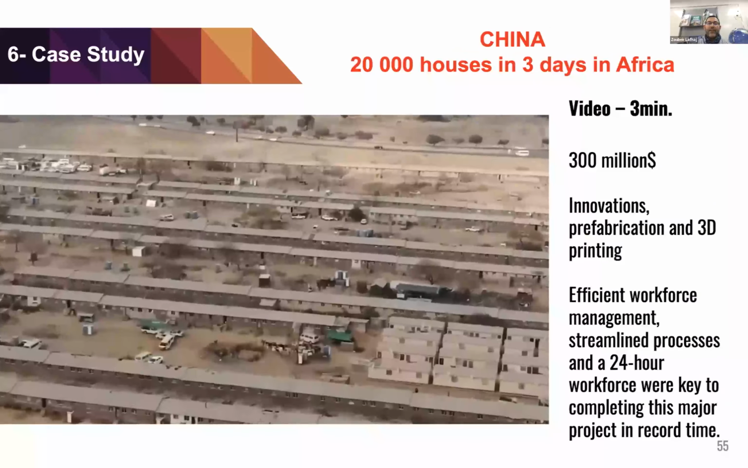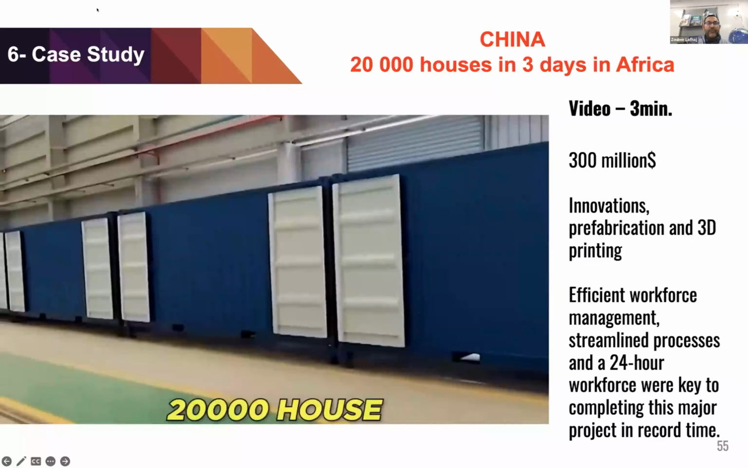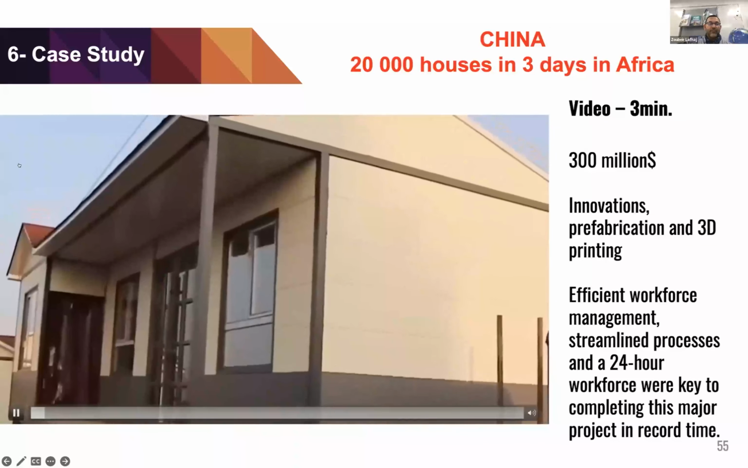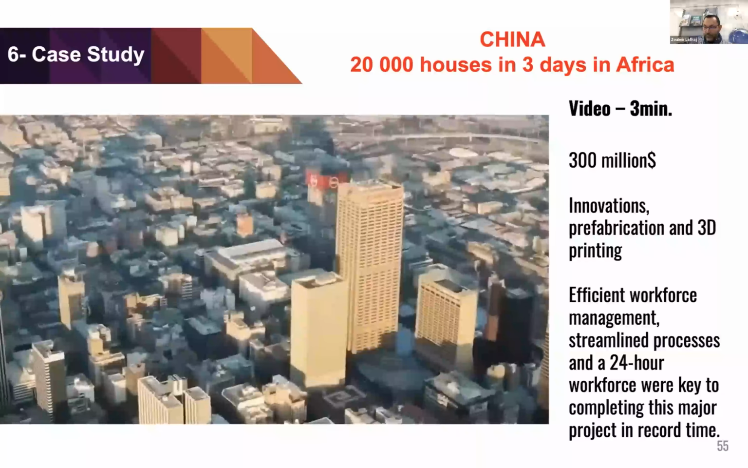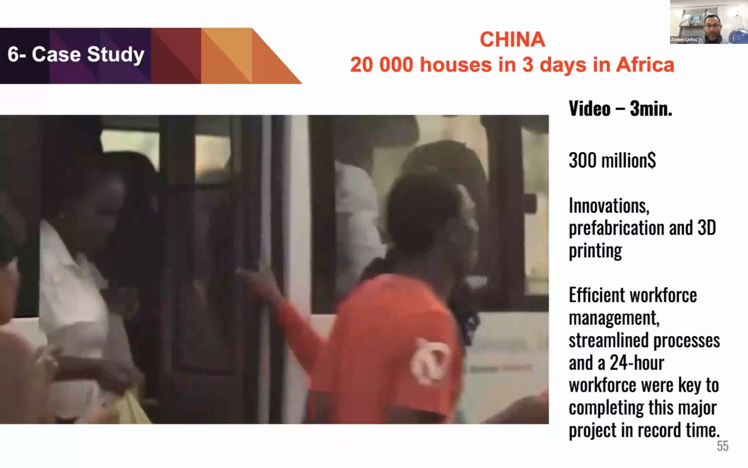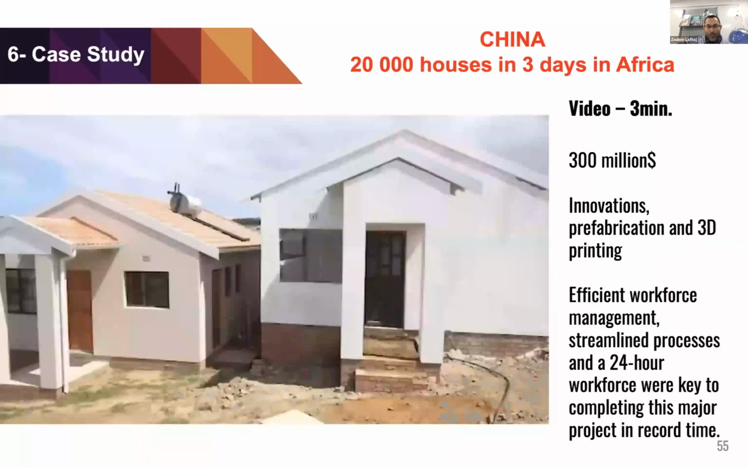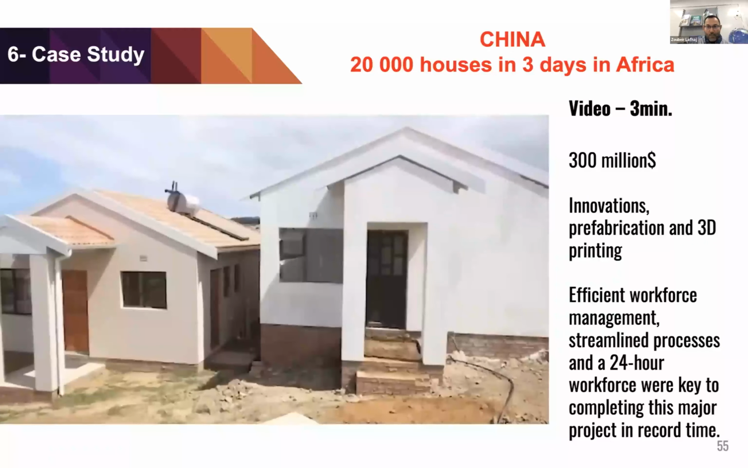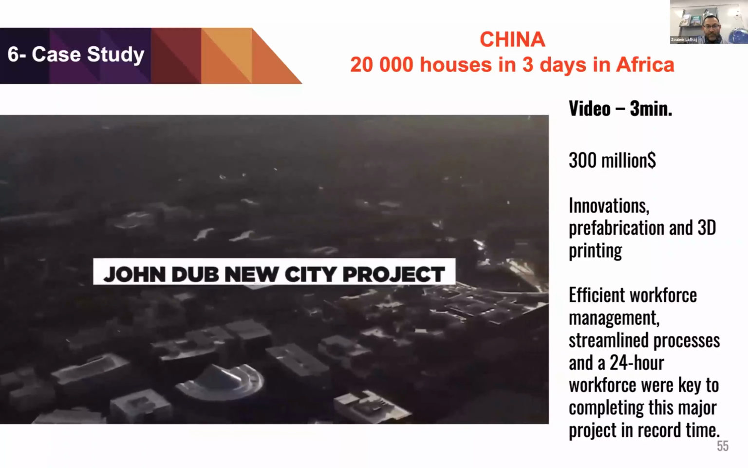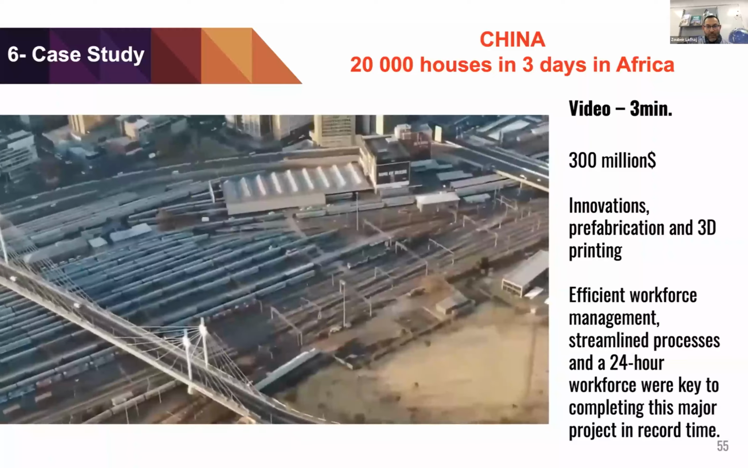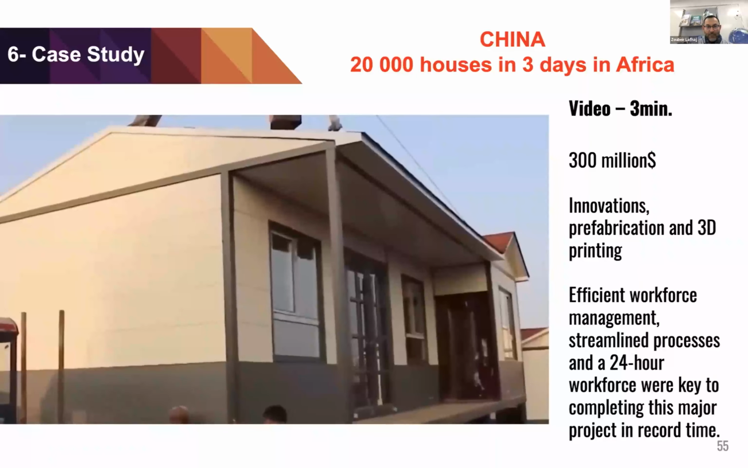In 3 days, China. Look at this constructed video. 20,000 homes in Africa, and tens of thousands of people gathered to commemorate this amazing feat. In the shortest amount of time, homeless people reside in brand new homes. According to what is known, the $300 million new city project is the first and biggest large-scale urban project to be started in South Africa.